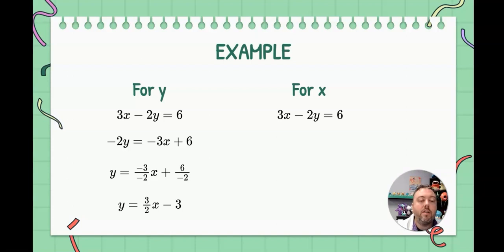Very similar to what it would be as if we're trying to solve for the slope-intercept form of an equation, something to keep in mind.